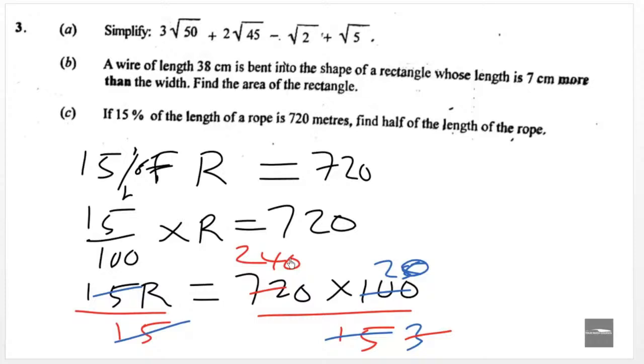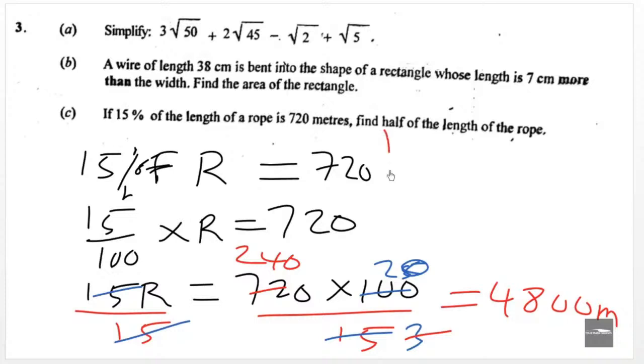So we have to multiply 20 by 240. We know 2 times 24 is 48. So we are going to get 4,800 meters. That is the length of the rope. Then we have to find half of it.